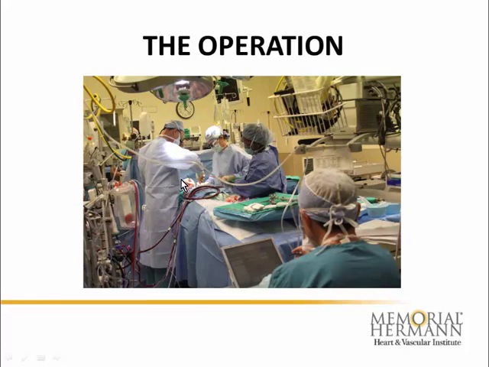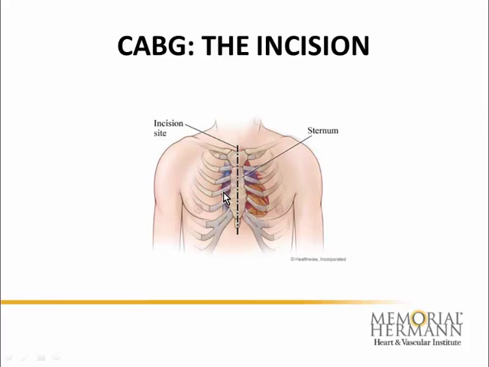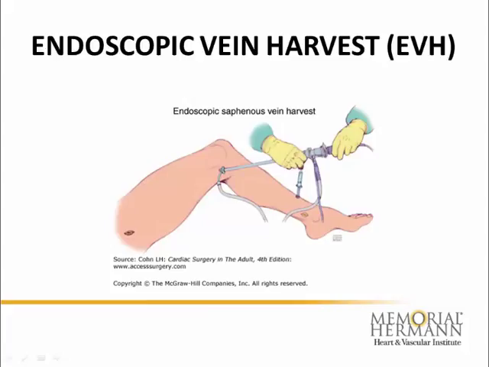What's involved is we make an incision in the breastbone. At the end, we wire it back together again, and that gives us good exposure of the heart. Meanwhile, as we're getting exposure in the chest, we are harvesting the vein from the leg. Commonly now, we're able to do this through a scope where we have small incisions at the knee and a small incision in the groin, and we're able to harvest the vein that way.